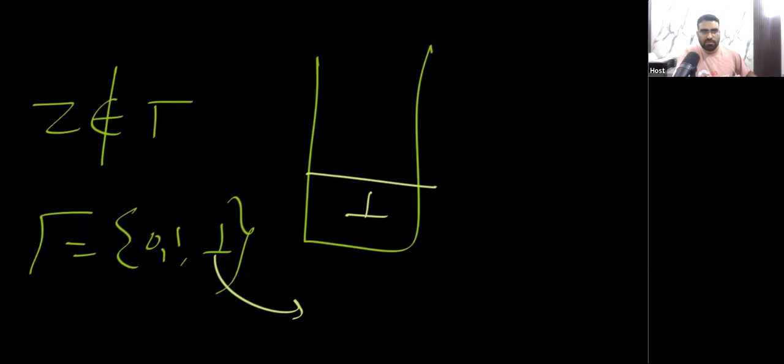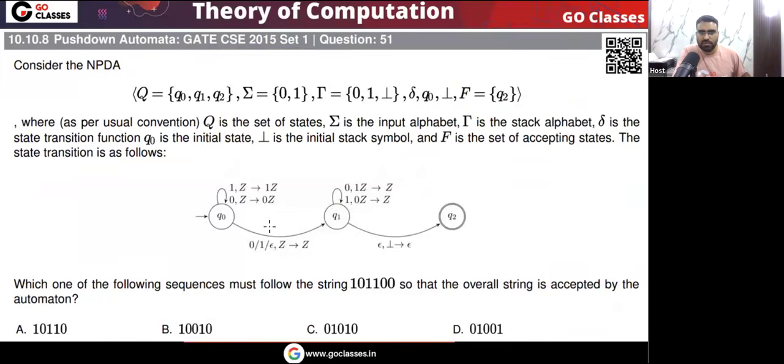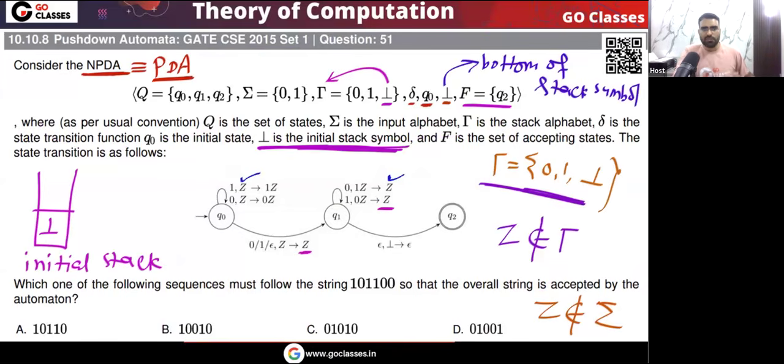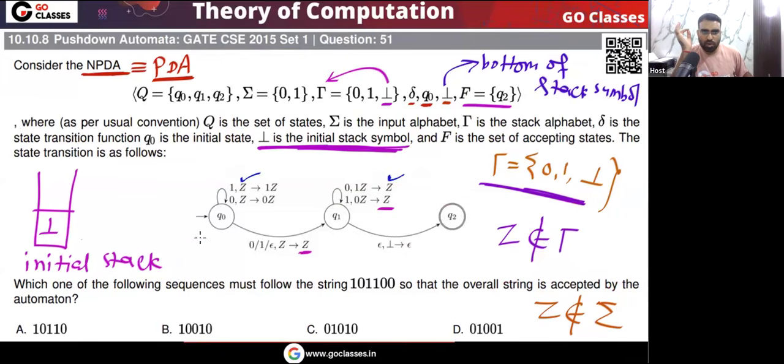So finally, let me tell you, if you read the question, this is a very poor question. It is not given what this Z is. If you read the question, nowhere is it given what Z is. Okay, you can read this. The information about Z is not given. But if you think about it, Z is not an input alphabet symbol. Z is not a stack alphabet symbol. Z is not the initial stack symbol. Yes or no? So basically, whatever possibility of Z you can think of, Z is not that.